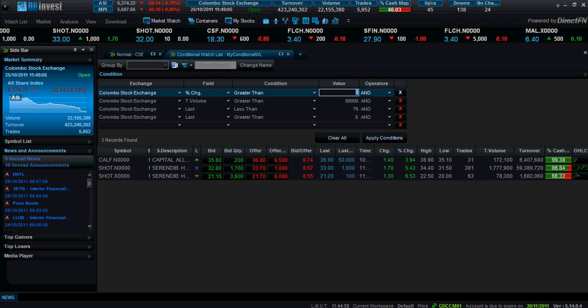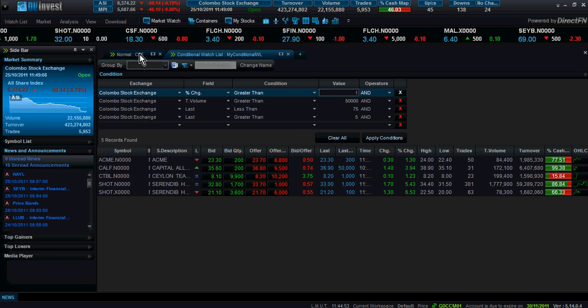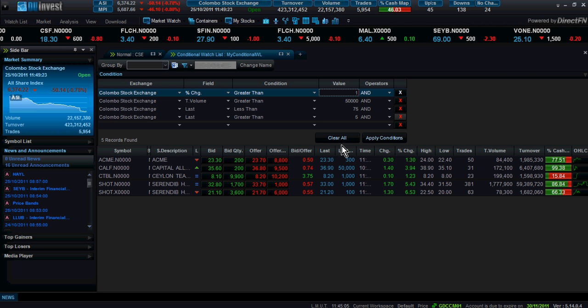Let's say if I change the change value to 1%, you can see more details. So you will only be looking at that information, and you will not be looking at any other information. So you can narrow down to exactly what you're looking for without having to waste time doing analysis and doing Excel and things like that. So that shows you how easily you can get to specific stocks that you need. So that is conditional watch list. You can create any conditional watch list that you like.